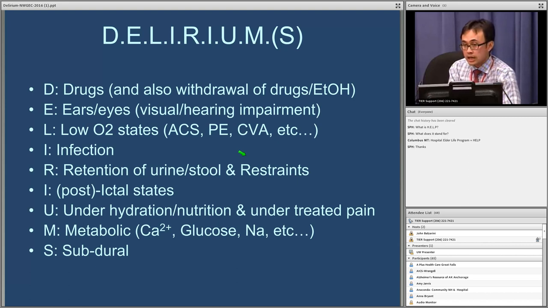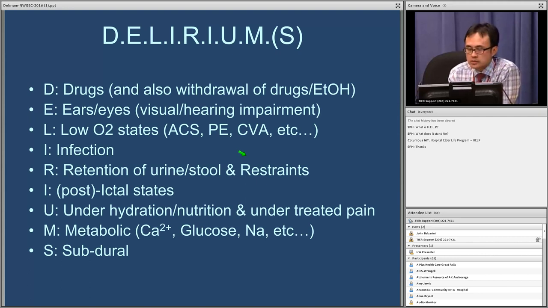The E stands for ears and eyes. This speaks more about the sensory impairment and the environment. It's about understanding and being empathetic when an older adult with sensory impairment is placed in an environment that is unfamiliar to them, that the environment itself can have a huge impact as a precipitating factor for delirium. And then there's a low O2 state, meaning that there's not enough oxygen delivery to any type of organ. So ACS stands for acute coronary syndrome, so a person could be having a heart attack. They could have a blood clot to their lung or a clot in their brain to cause a stroke. So the list goes on to any type of lack of oxygen to a specific organ.